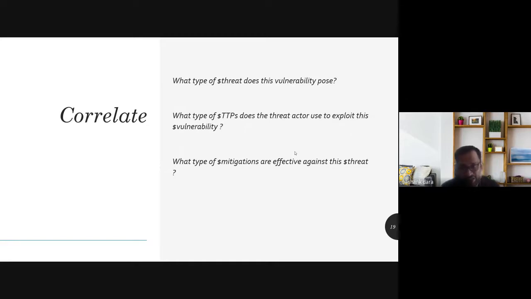The third question is, what type of mitigations are effective against this threat? Okay, I found that denial of service is my highest threat. Now, what kind of mitigations should I deploy? Should I deploy a WAF? Should I go and fix my source code? Should I purchase some anti-DDoS solution? So, correlation across all these things.